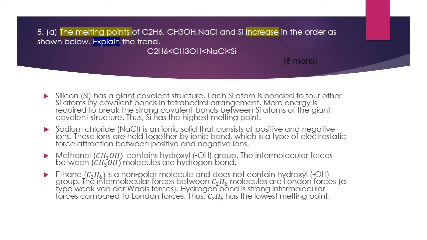Highlight. The main point is ionic solid. Second, held together by ionic bond. And this is the giant covalent structure, covalent bond, tetrahedral arrangement, and silicon has the highest melting point.